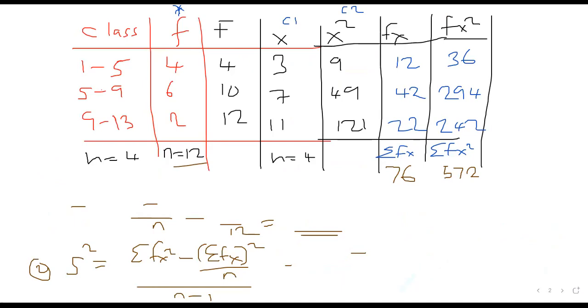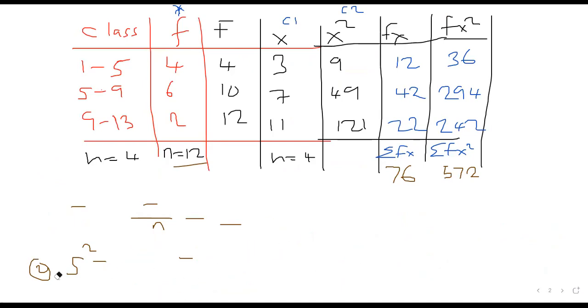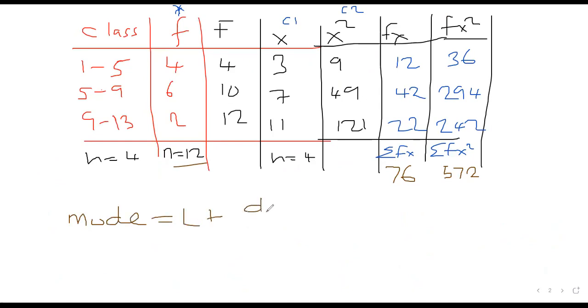So mode means most frequent. Median means the middle value. So we're going to now calculate our mode. So mode is equal to what? L plus D1 over D1 plus D2.